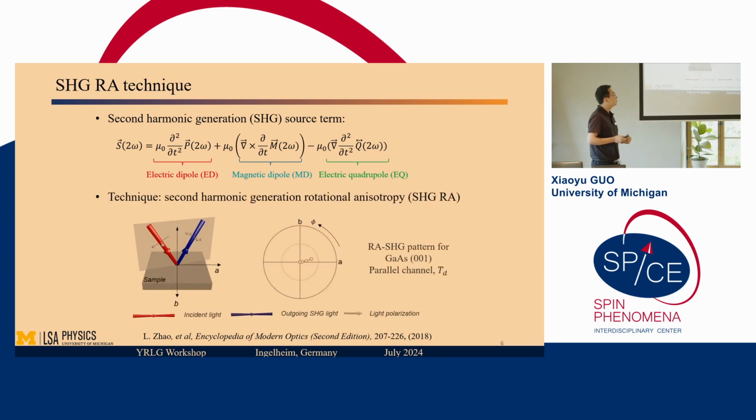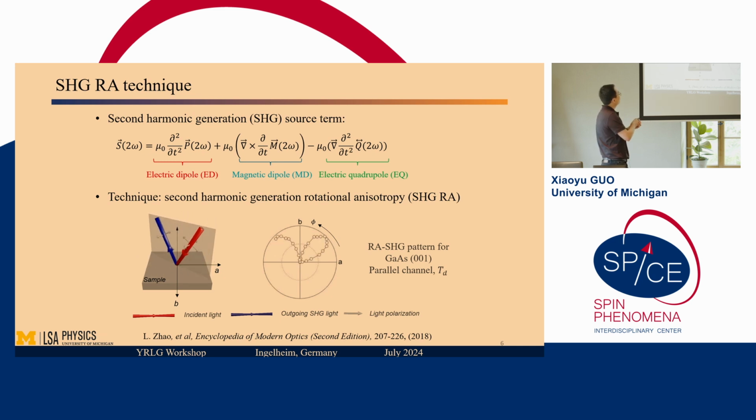Okay. So we can further do the rotational anisotropy measurement, meaning that we shine the laser light onto the sample and we collect the reflected SHG light. At the same time, we rotate the scattering plane and construct this polar plot. This is the SHG signal as a function of this rotation angle.